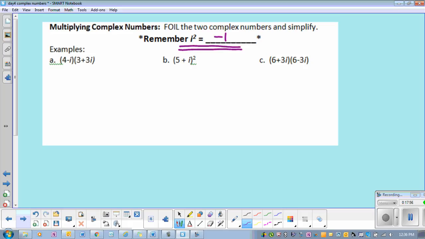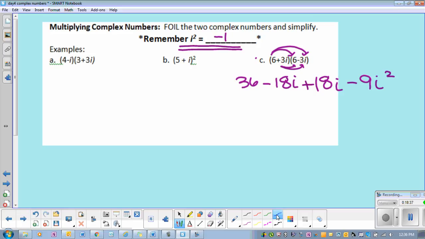So let's try C. I want to do C. Let's double distribute, because they're multiplying. What's 6 times 6? 36. What's 6 times negative 3i? Negative 18i. And then let's double distribute this way. What's 3i times 6? Positive 18i. And what's 3i times a negative 3i? Negative 9i squared.